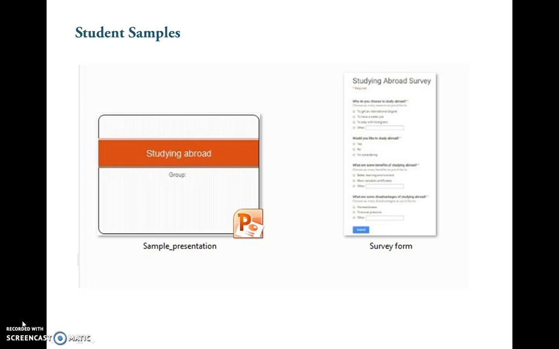The student samples. As I have said before, the final product of the project is a presentation file and must be in PowerPoint. So I made a sample presentation to show my students what they really have to deliver in their final product. Also, I created a sample survey form using Google Docs.